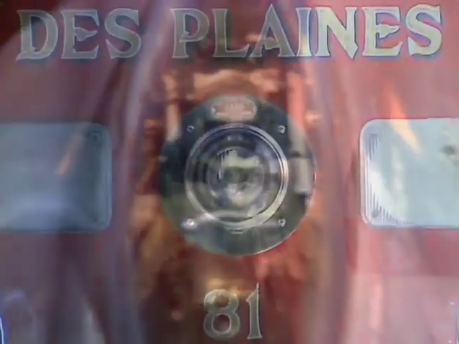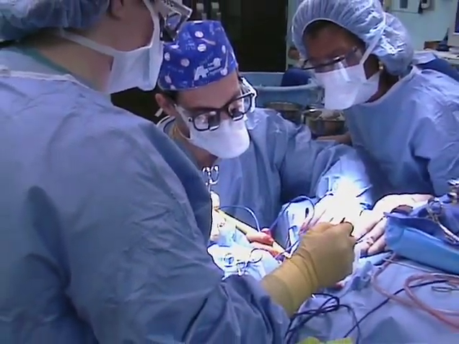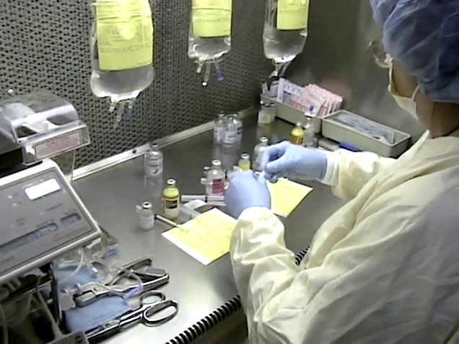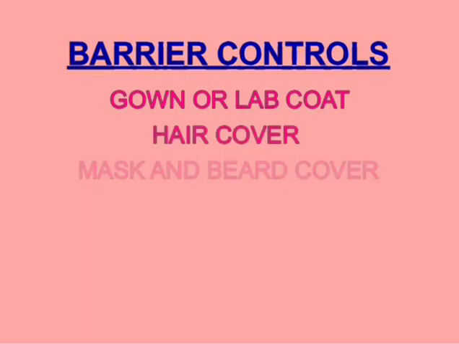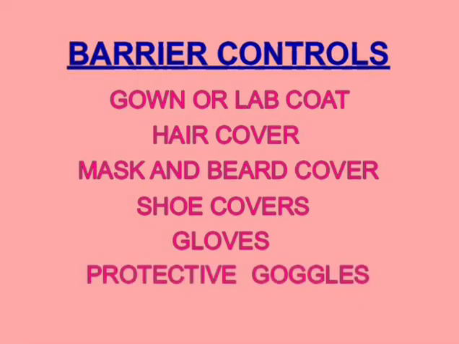Professional barrier controls are used to isolate and protect workers from the adverse effects of their work environments. In medical procedures and in IV pharmacy, barrier controls are also used to protect patients and products by preventing the transfer of contaminants to critical sites or pathways. Barrier controls consist of gowns or lab coats, hair cover, masks and beard cover as necessary, shoe covers, and gloves. Protective goggles are required for the compounding of hazardous materials.